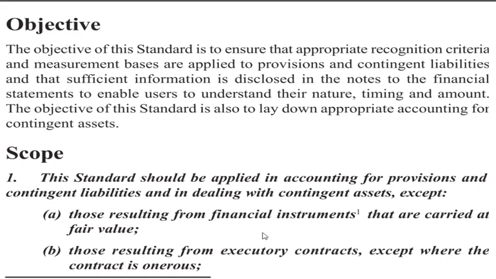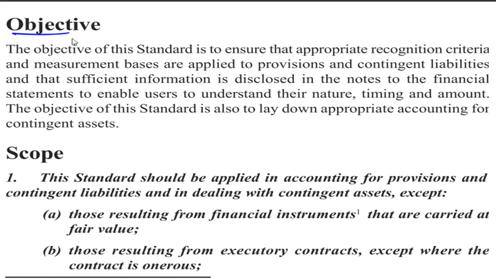Hello friends, today in this video we shall discuss Accounting Standard 29, which deals with provisions, contingent assets and contingent liabilities. Let's see what the accounting standard prescribes about those items.